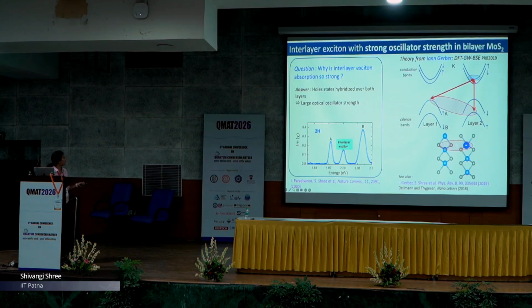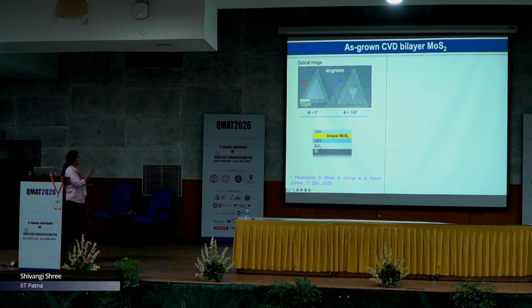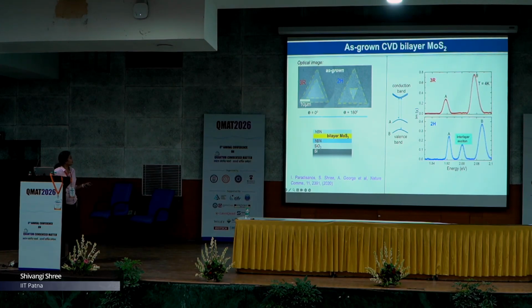Then this was done on a commercial sample, exfoliated and then taken. I also wanted to do this because we always focus on wafer scale production, so I tried the same thing on a CVD grown sample. Here we have two different stackings, 2H and 3R. 2H is when the angle is 180 degrees between the two layers, and when it is 0 degrees it is 3R stacking. We expect to see this interlayer exciton only in 2H, because hole hopping is allowed only for 2H, not for 3R. This is why it is absent here in the 3R case.